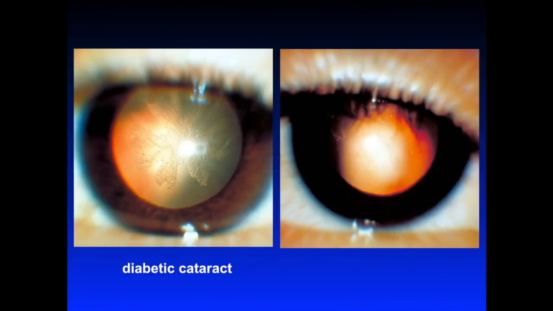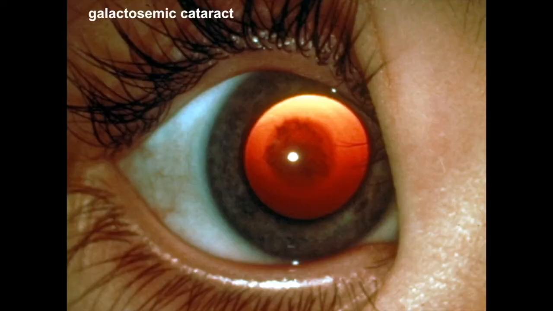Here's an interesting case. This was a young type 1 diabetic whose initial manifestation of diabetes was this osmotic cataract, sort of this lacy appearance. This actually went away when the patient was started on insulin. Of course, diabetics can also have changes in their refraction. They tend to become myopic when their sugar is elevated. Here's an example of a galactosemic cataract. The galactosemic cataract may be the initial manifestation of galactosemia.